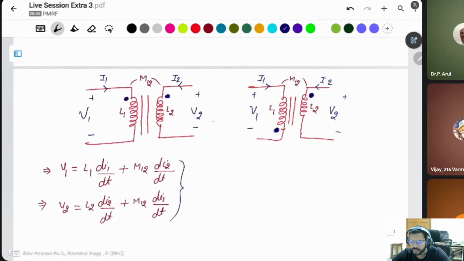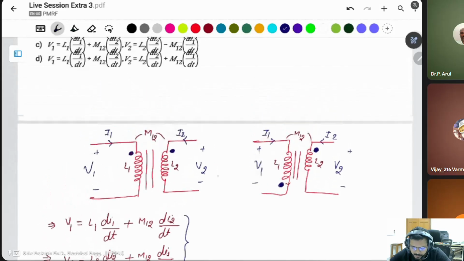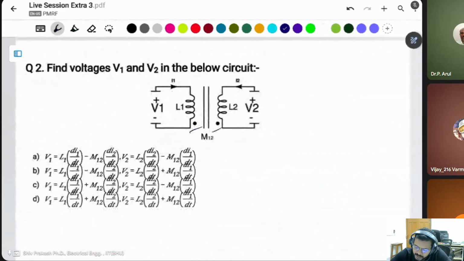This is the current into the polarity for V1 and V2. Because here both currents are leaving from the dot, it means both have the same connection. That's why the mutual term is positive in both cases, and V1 and V2 should be positive. I think both are positive.